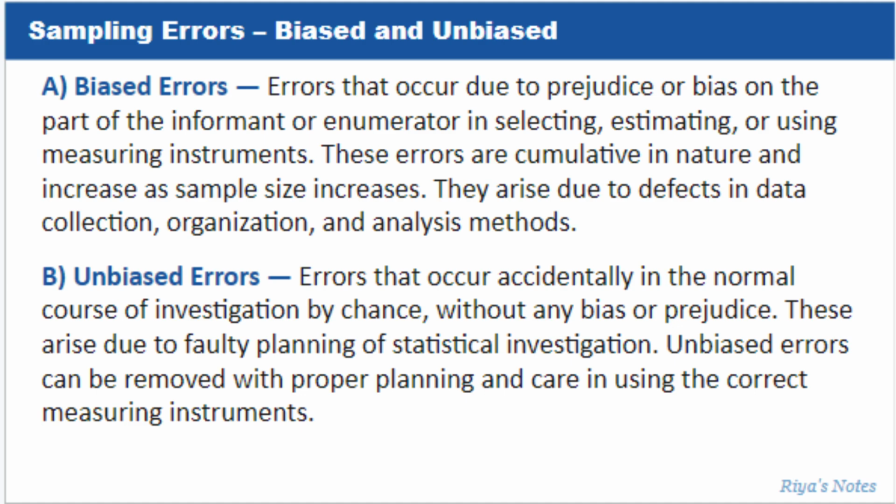B. Unbiased errors, errors that occur accidentally in the normal course of investigation by chance, without any bias or prejudice. These arise due to faulty planning of statistical investigation. Unbiased errors can be removed with proper planning and care in using the correct measuring instruments.